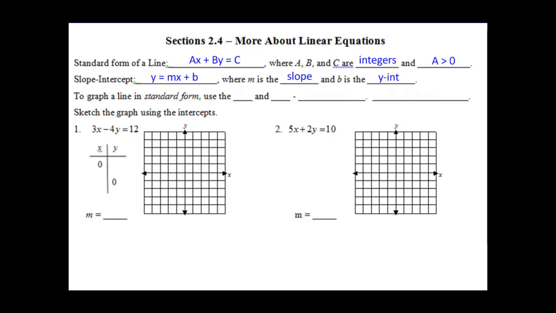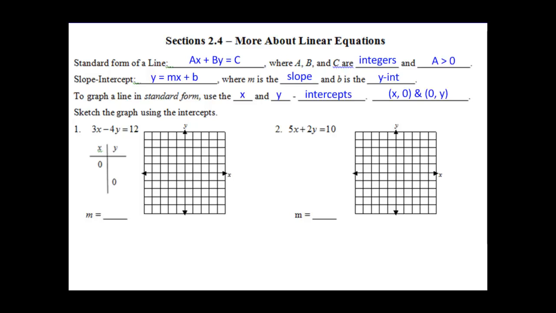To graph a line in standard form, probably the best way to do that is to use the intercepts. We're going to use x and y intercepts, which, if you look over here, are (x, 0) and (0, y). We have 3x minus 4y equals 12.